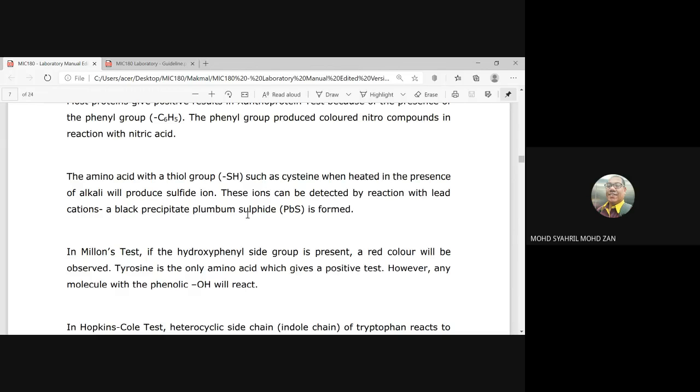So maknanya kita kena letak bahan berupa plumbum. So this plumbum akan capture dengan sulfide ion. Awak akan dapat result dia. Yang mana ada result black precipitate plumbum sulfide, that one is considered an amino acid that has a thiol group. Okay, that one we call the presence of cysteine.